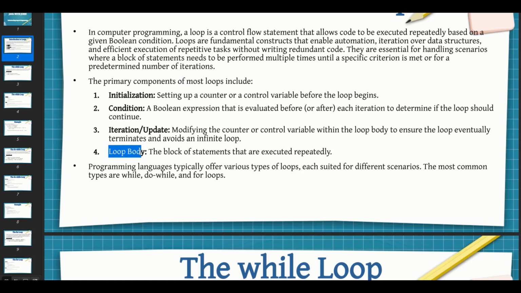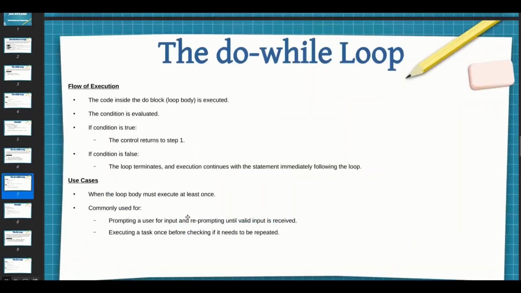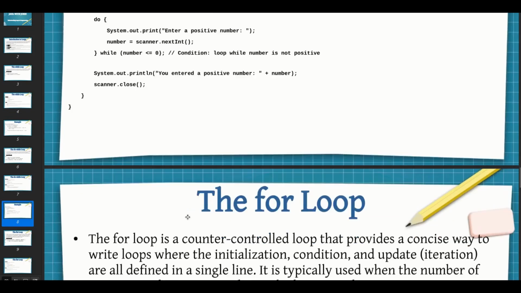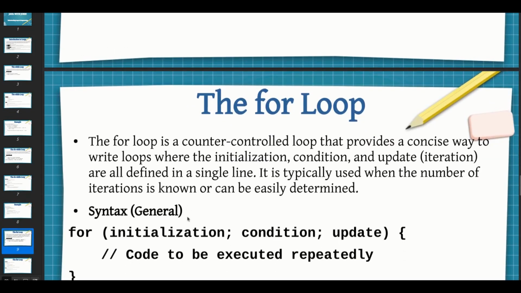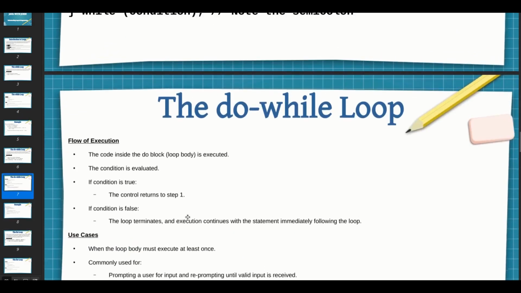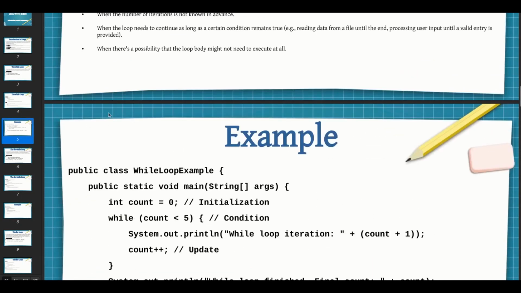Now, we have 3 types of loops, which we are going to be covering today. We have the while loop. We have the do while loop. And we have the for loop. Those 3 are what we are going to be concentrating on today. So without much further ado, let's start.